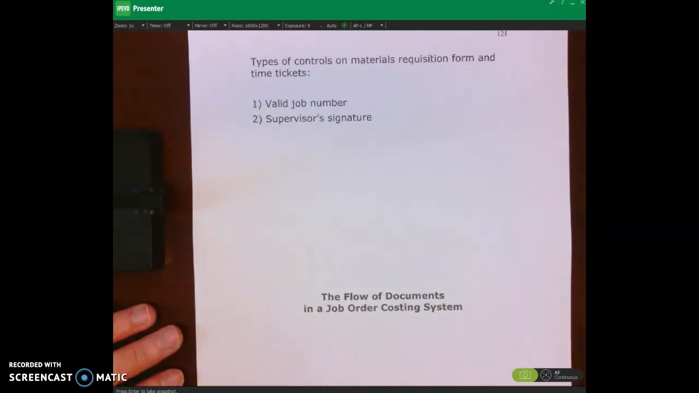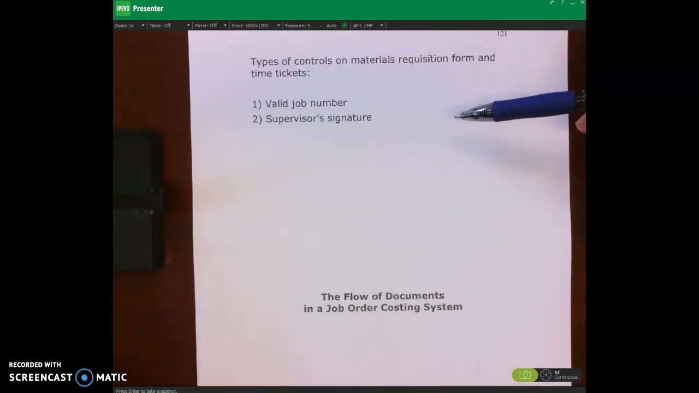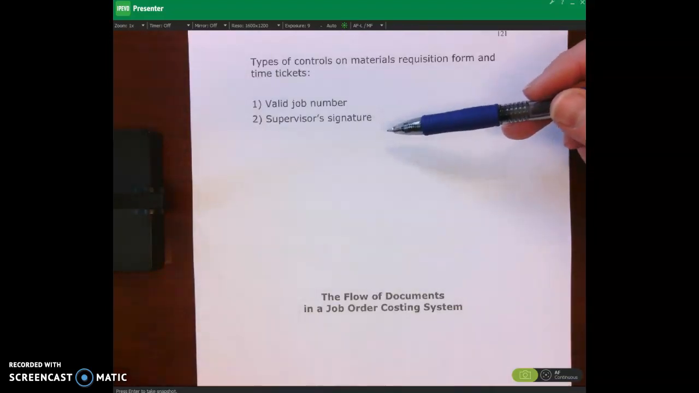So basically what this is saying with the valid job number is that the job has to exist. So we have to have job 257. That already has to exist. We have to have a client for that job. It has to be set up in the database. And then once it's set up in the database, people can start charging their time to that job. But until it's set up and it's valid in the system, people can't start charging their time cards to that job. The other thing that we have to have is a supervisor's signature.